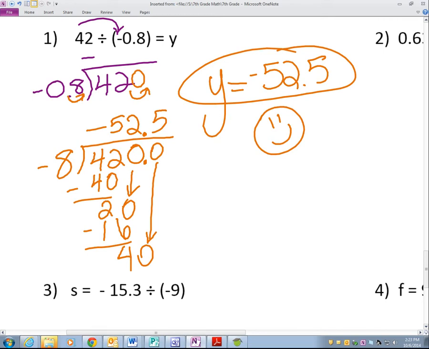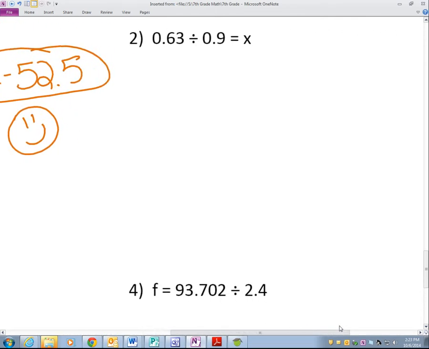So that's the correct answer for that one. Negative 52.5. Next one.